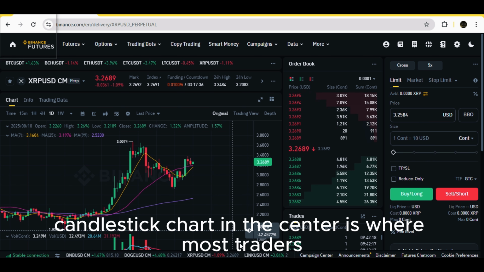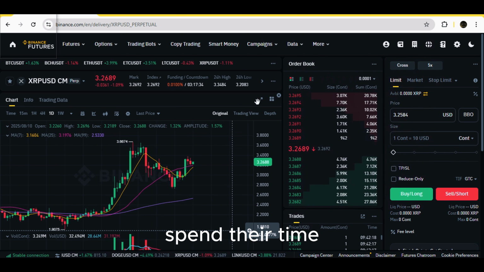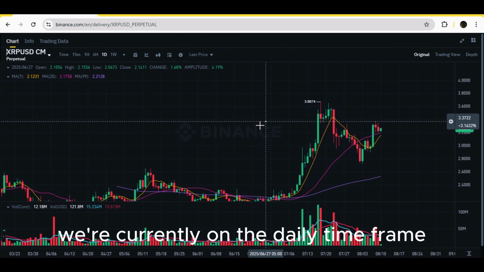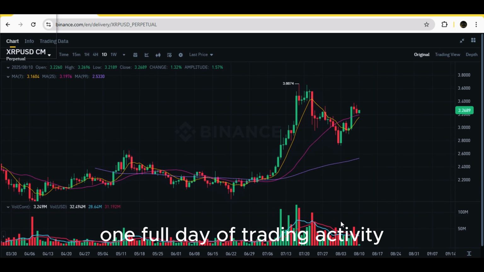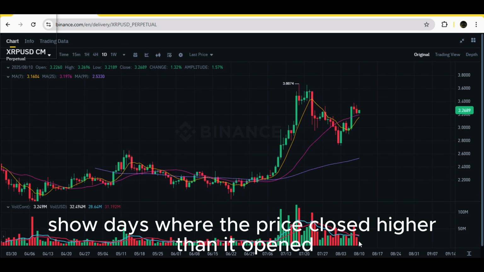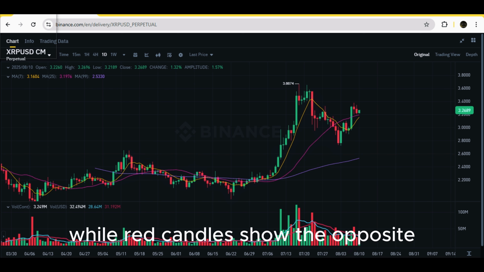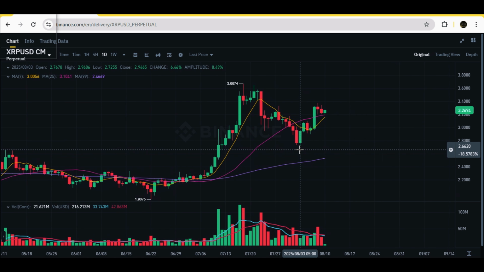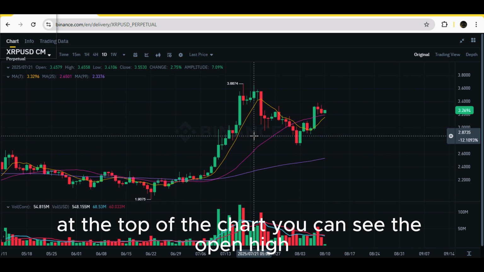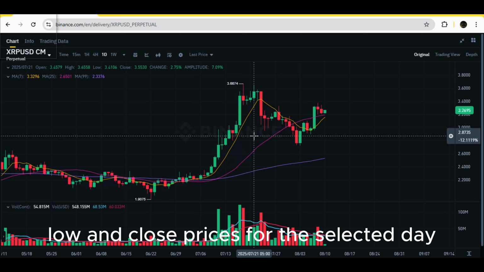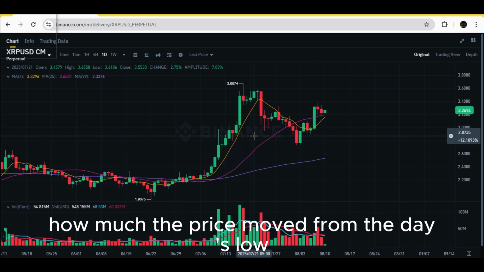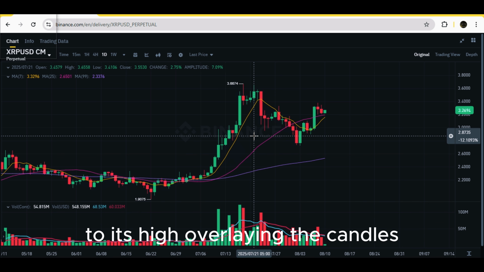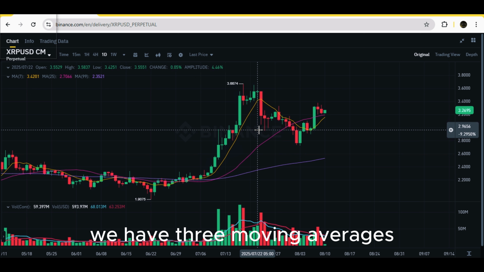The large candlestick chart in the center is where most traders spend their time. We're currently on the daily time frame, which means each candle represents one full day of trading activity. Green candles show days where the price closed higher than it opened, while red candles show the opposite. At the top of the chart, you can see the open, high, low, and close prices for the selected day, along with the day's percentage change and amplitude, which measures how much the price moved from the day's low to its high.